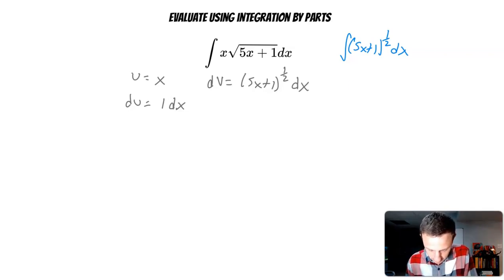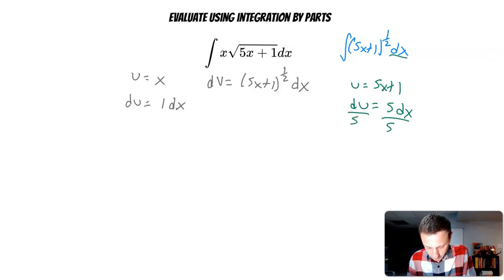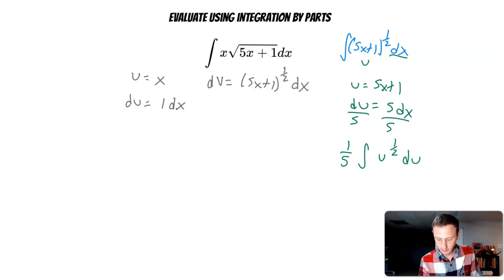So I'm going to set my u equal to 5x plus 1. So then du is equal to 5 dx. So now notice that I have dx. I don't have a 5, so I just have to offset that by dividing by 5 here. So I'm going to have 1/5 integral of u to the 1/2 du. So I replace 5x plus 1 with u, and that was to the 1/2, and I set u equal to 5x plus 1.